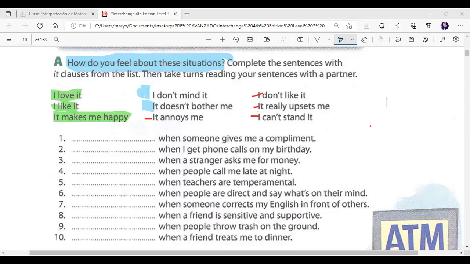Teacher, when I say it really upsets me, it is because I hate it. Right? It really upsets me when someone tells me a lie and they believe that I don't know the answer. It really hurts me. Yes, I'm gonna get really angry. And probably I will cry because I'm angry. Okay. It doesn't bother me.